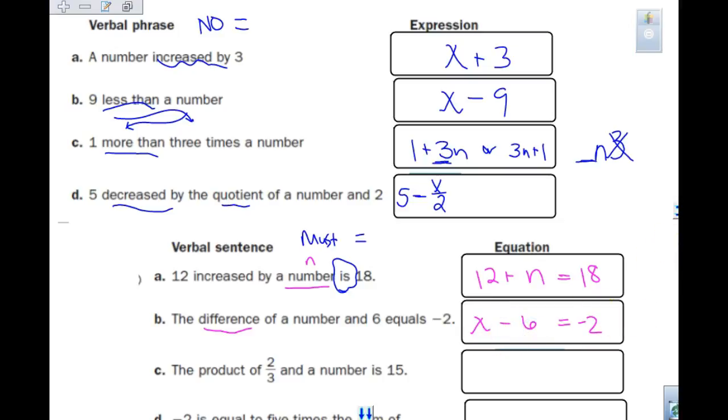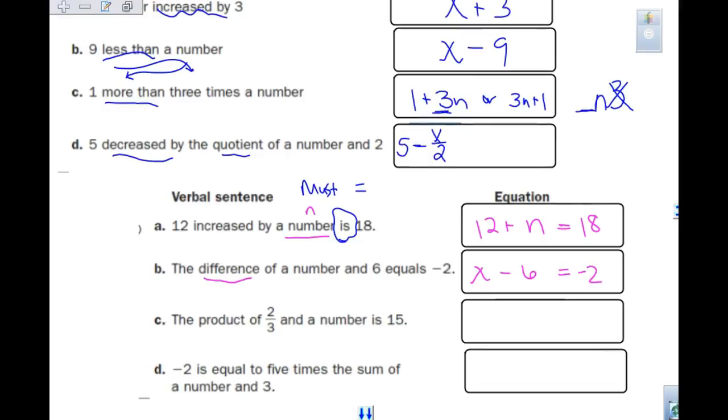Let's take a look at that next one, okay? Jessica. 2/3 times y equals 15. 2/3, so the product of 2/3 and a number. 2/3 times y equals 15. Times y equals 15, no problem. Okay? Could you just put the variable, like x or y, right next to it, and it would have been the same thing.